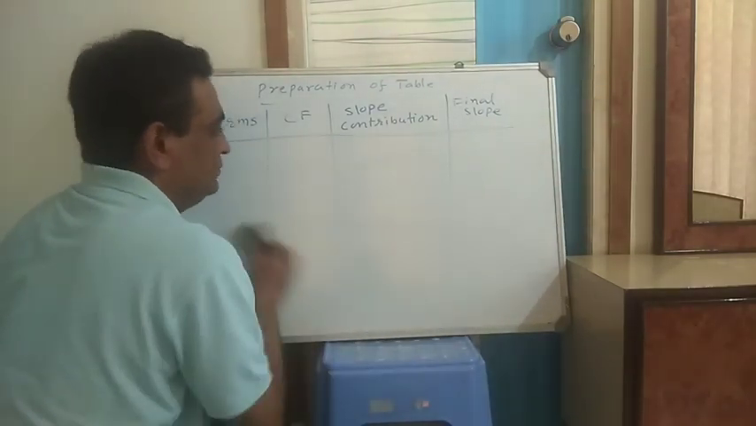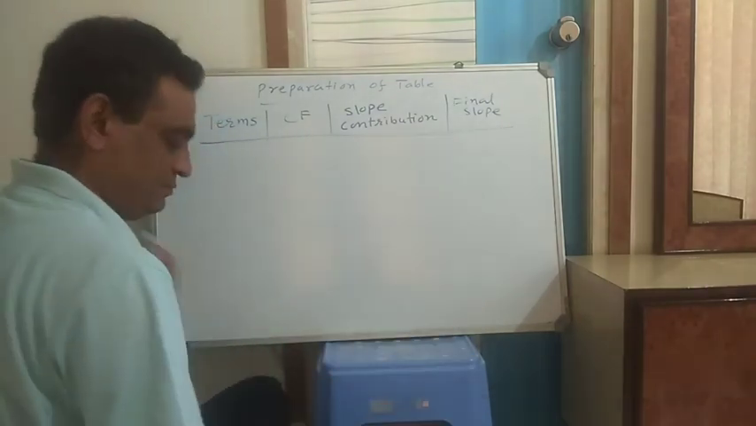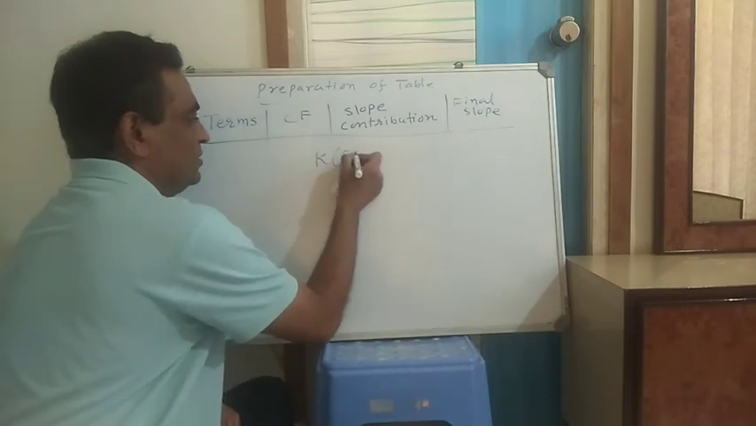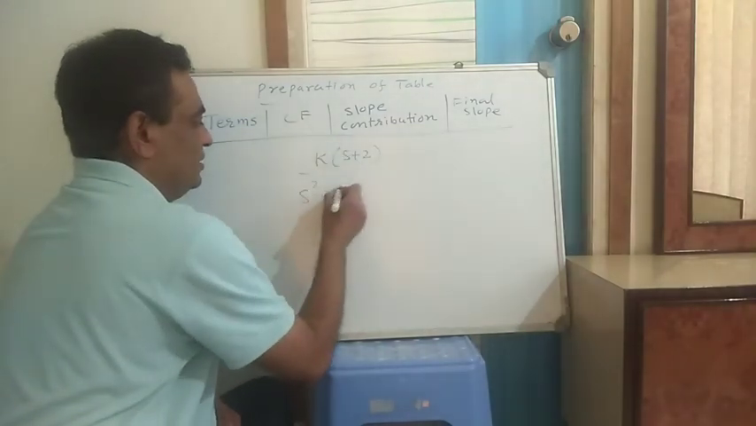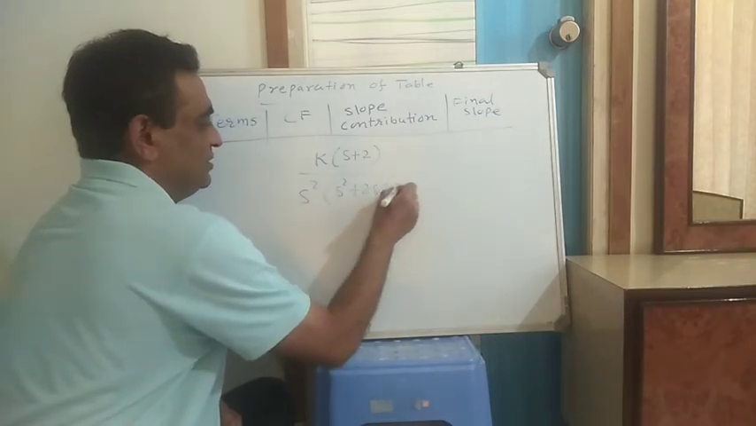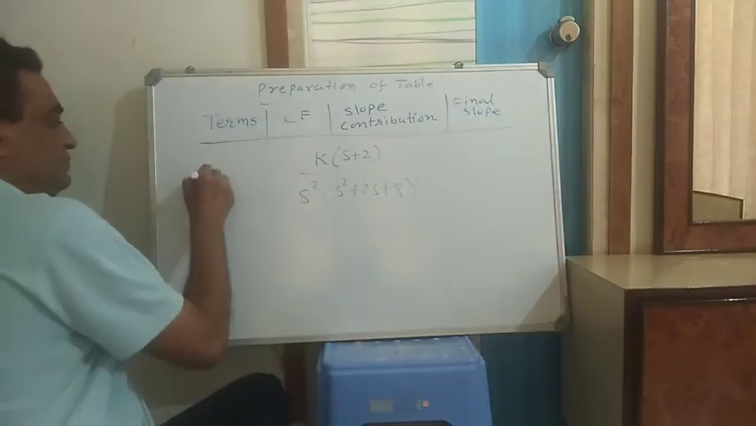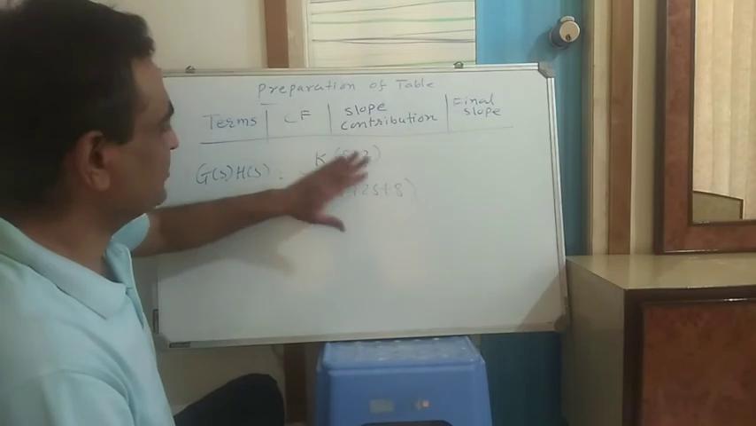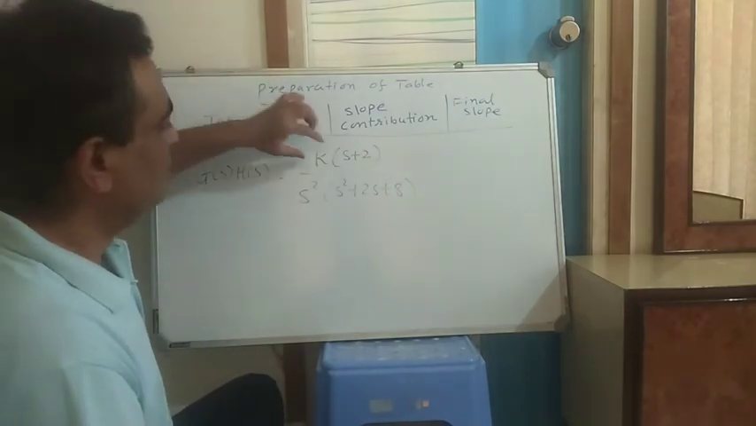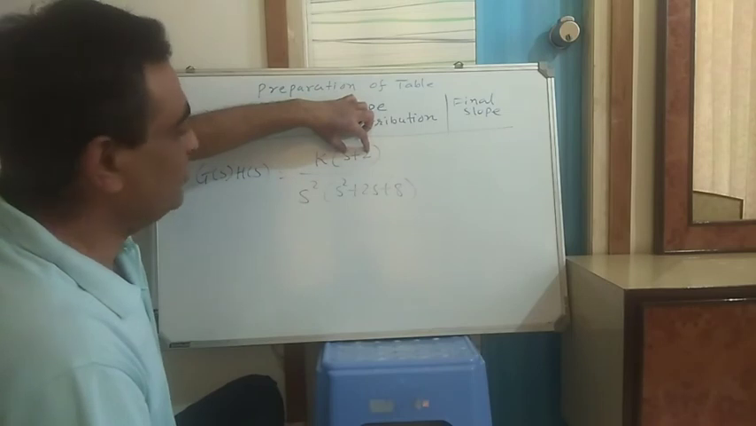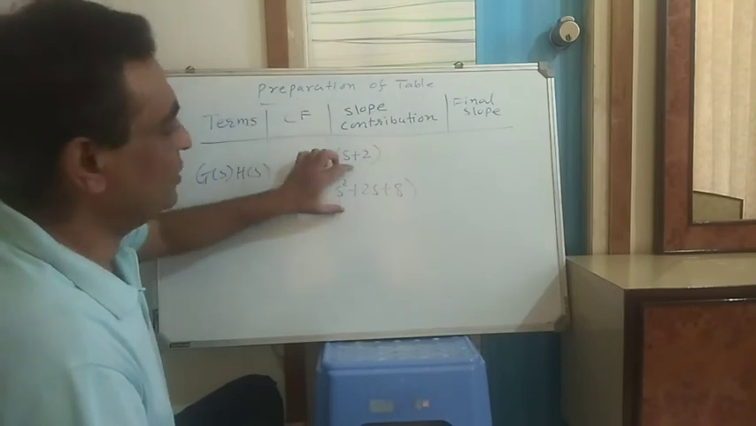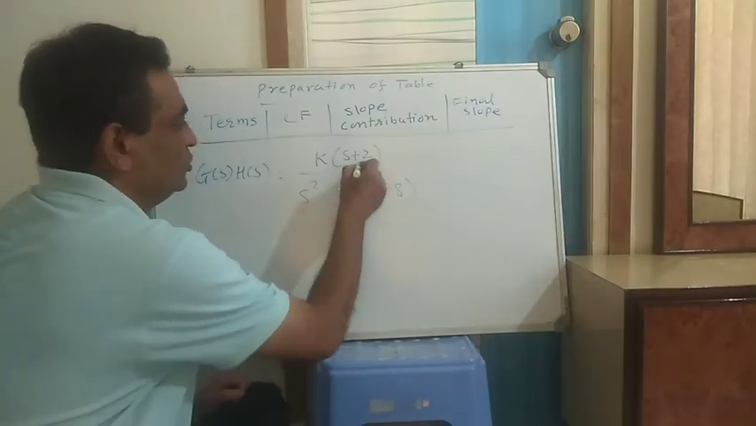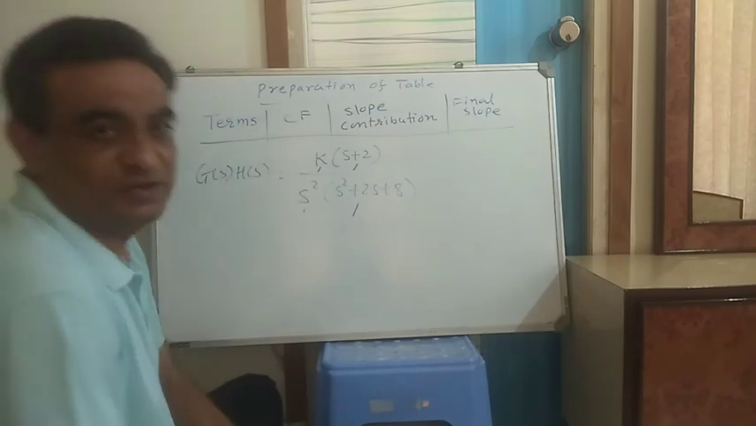So right now, let's say this is the system, K upon s plus 2, s square plus 2s plus 8, for example. This is the transfer function. If this is the transfer function, then the terms are K, s plus 2 in the numerator, 1 by s square, and 1 upon s square plus 2s plus 8. These all are terms. So I have 1, 2, 3 and 4 terms in this transfer function.